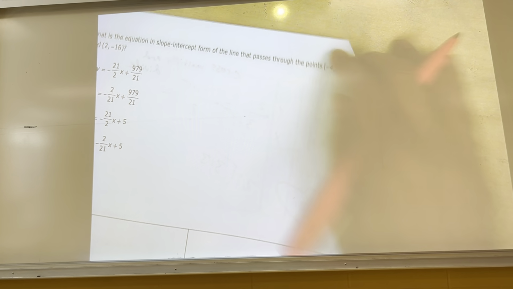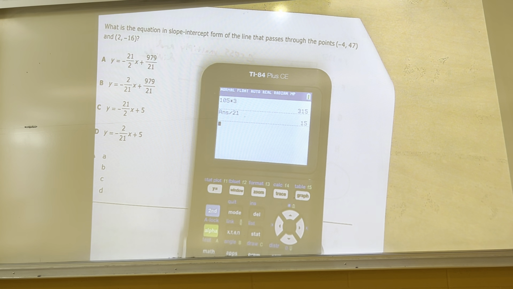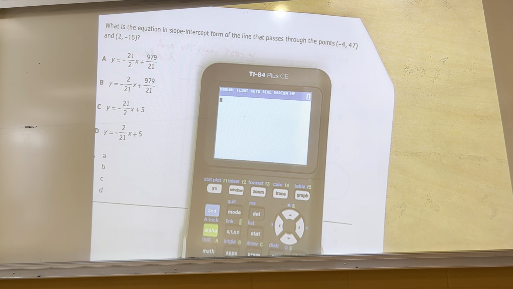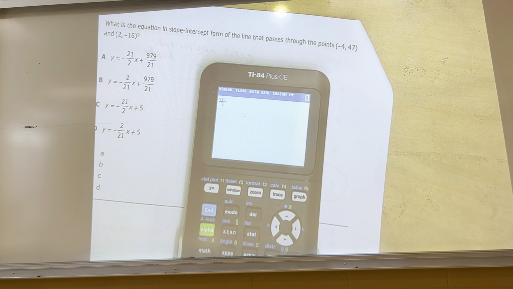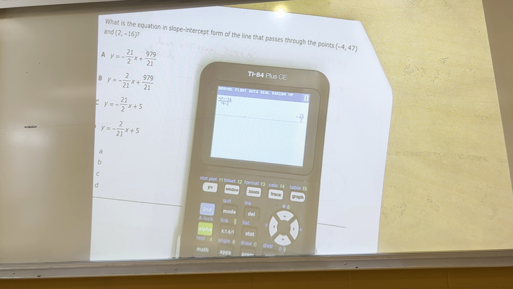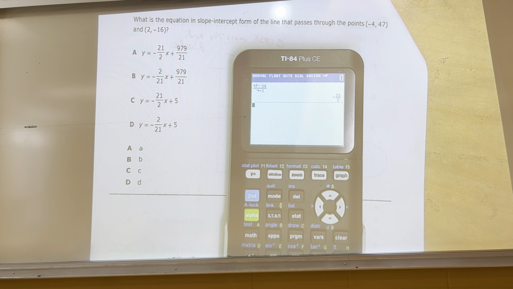Great. Okay, what is this? What do you want? Okay, the equation of slope that passes through the points, -4, 47. Okay, I'm gonna do this right here. In your calculator, this calculator, same thing. Make the fraction. Do slope. 47 minus -16. Do it all together like this so you get the slope already reduced. -4 minus 2. -21 over 2. Is that okay? Do you understand? I got the slope in one step, just plugging it in.